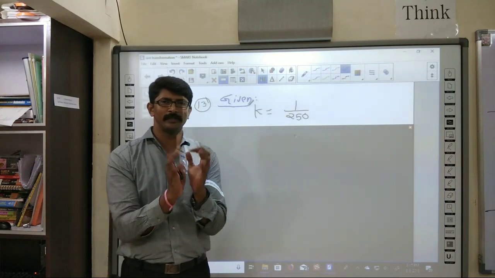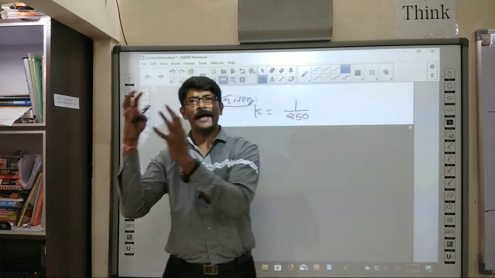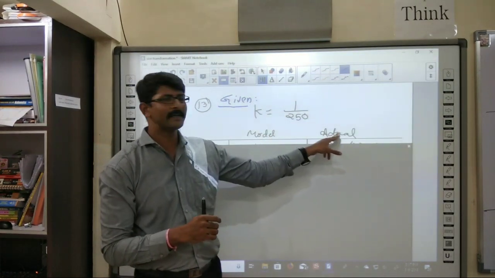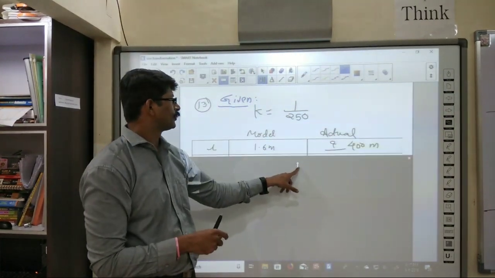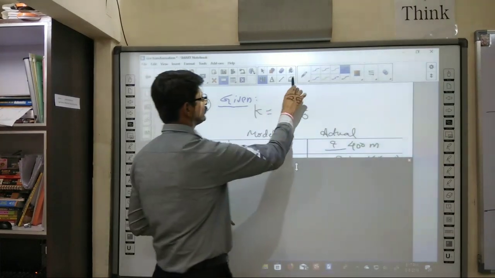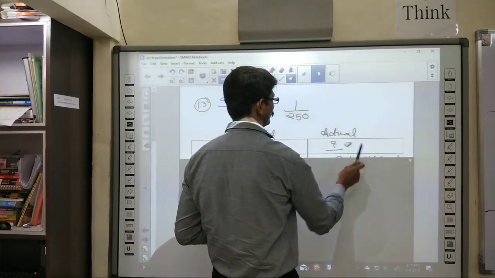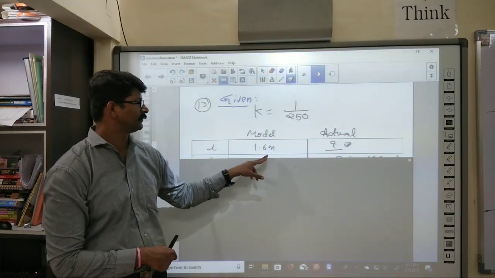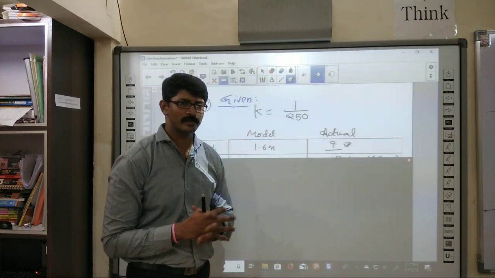Now there are two components. One is model and one is actual shape. So let's write it down. Model and actual shape. Okay, so this is the correct answer. Some people might be confused. So length, if it is 1.6 meter, then actual is question mark.